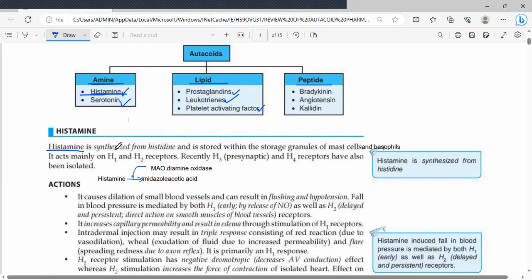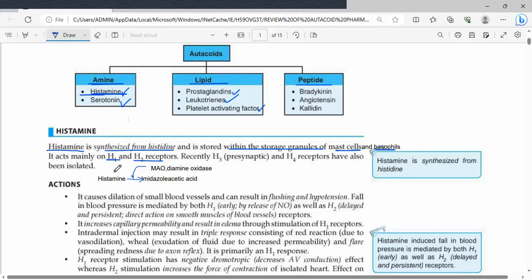Histamine is usually synthesized from the amino acid histidine by an enzyme known as histidine decarboxylase. You just decarboxylate histidine and get histamine. Then it is usually stored within the storage granules of mast cells and basophils. It mainly acts on H1 and H2 receptors, but we have other receptors, the H3 and the H4 receptors. First of all, histamine receptors are G protein coupled receptors.